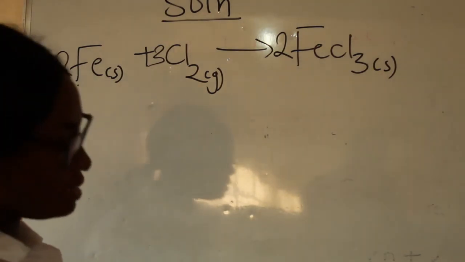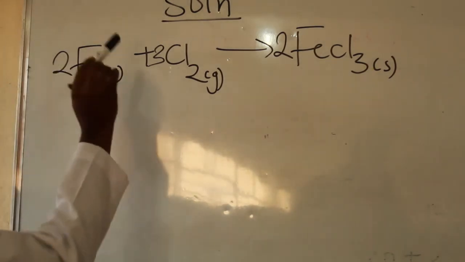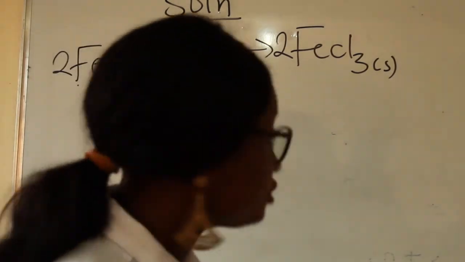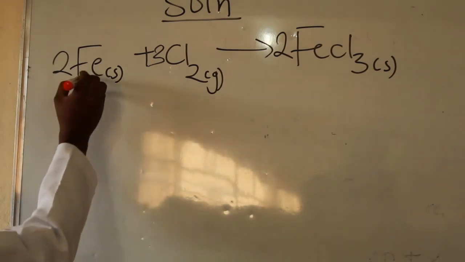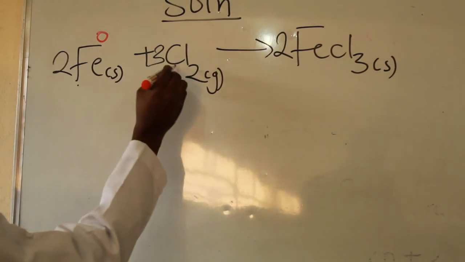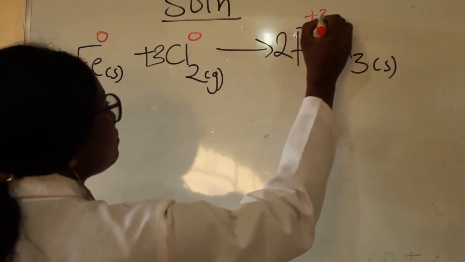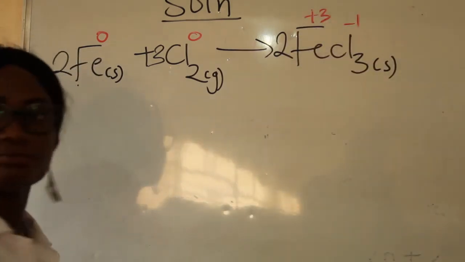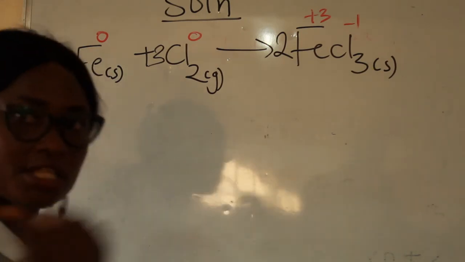The next thing is to write out the oxidation and reduction half reactions. Now look at it again. I told you in our last example that you check the oxidation numbers, and from there you know which of them is undergoing oxidation or reduction. Now here, because iron is standing alone, it is 0. Chlorine is standing alone here, oxidation number is 0. Now iron is plus 3 here, whereas chlorine is still minus 1. Now look at the oxidation number. You're having 0 to plus 3. What is happening there? There is an increase in oxidation number. That means it is oxidation.